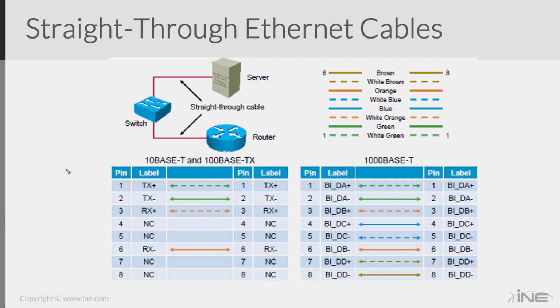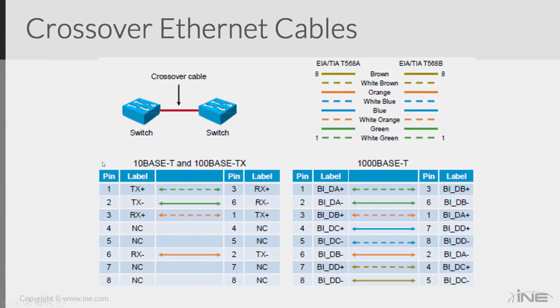Now, when it comes to crossover, it's a little bit different. For a crossover cable, you have 568B and you have 568A. The difference between these two is the pinout. You'll see here that crossover cables connect like devices, where straight through cables connect not like devices. We'll talk about that in the next slide.